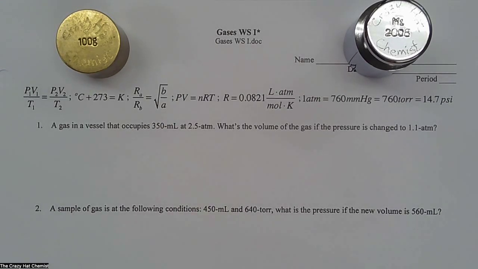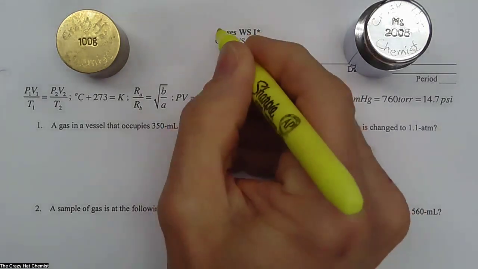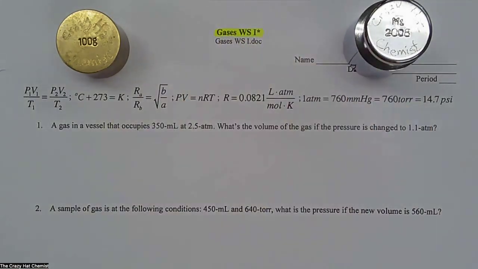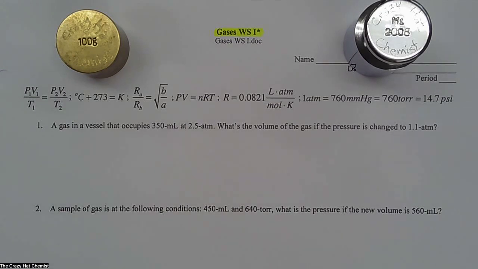So here we go with another video. Today's video is on gases worksheet number 1. This is the first of 3 videos in this series, and it is for a general chemistry, introductory chemistry class at the high school level. It can actually support your college chemistry class as well, or an honors chemistry class.